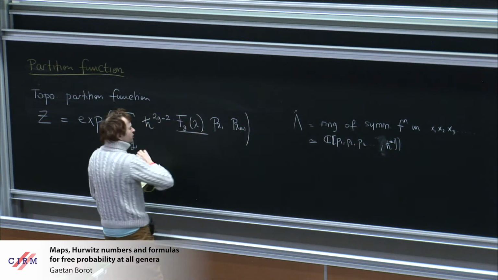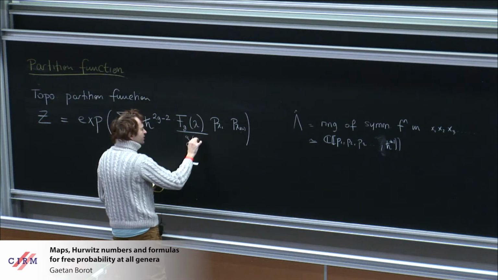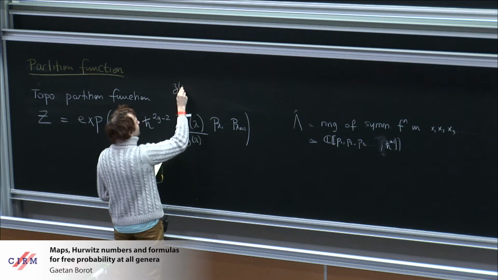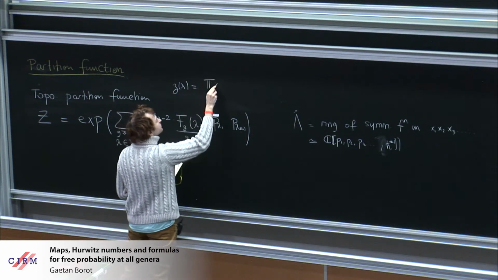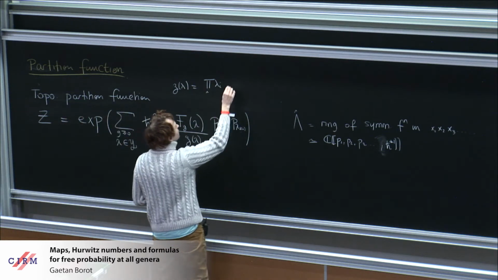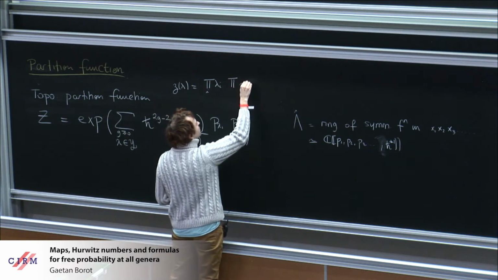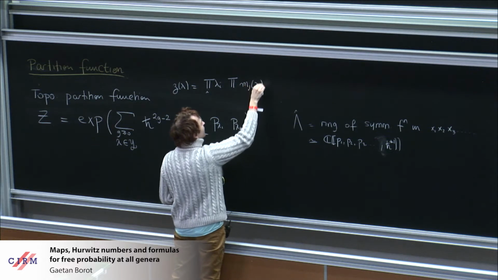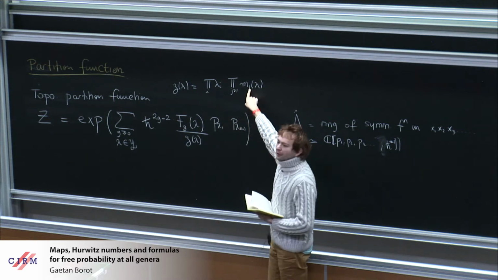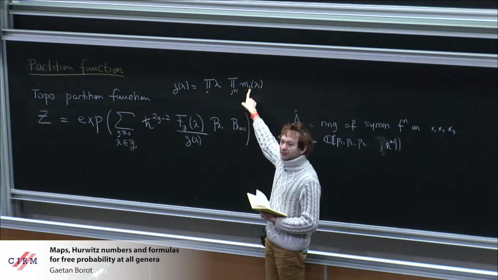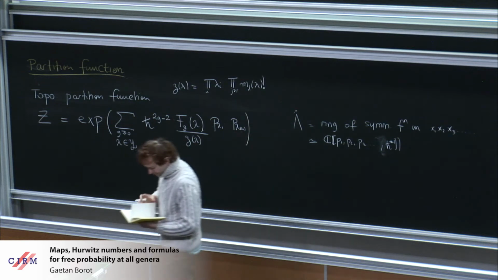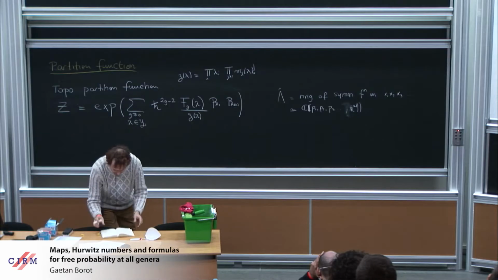So these numbers are arbitrary, and just for convenience here I'm normalizing by z_lambda, which is a symmetry factor, the product of the length of the rows and the product of m_j(lambda) factorial, where this is the number of rows of length j in my partition.